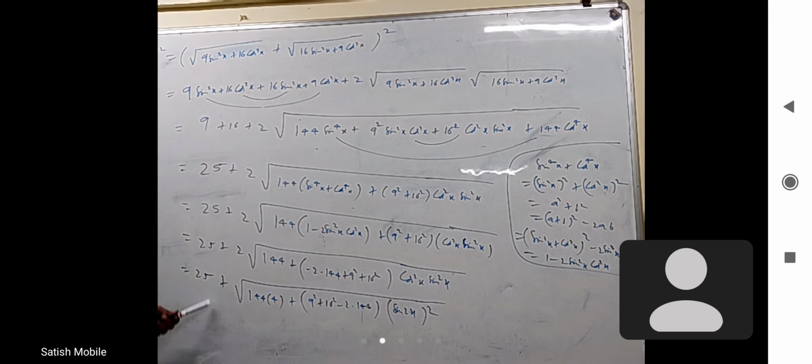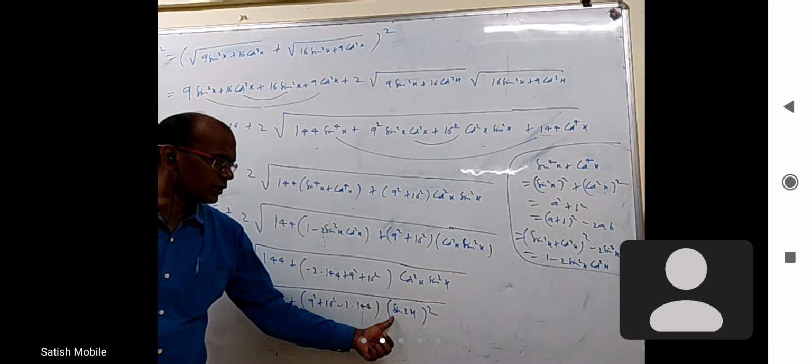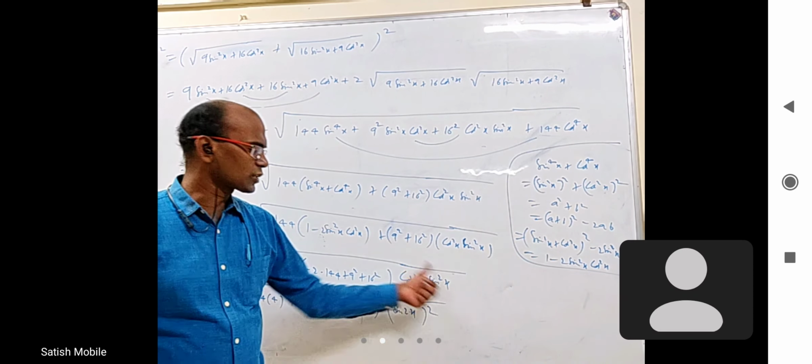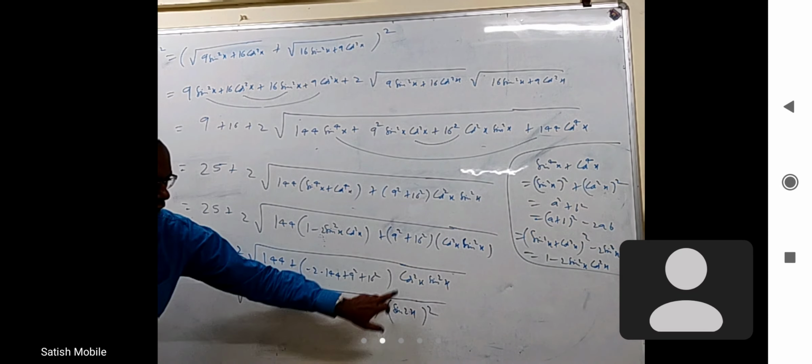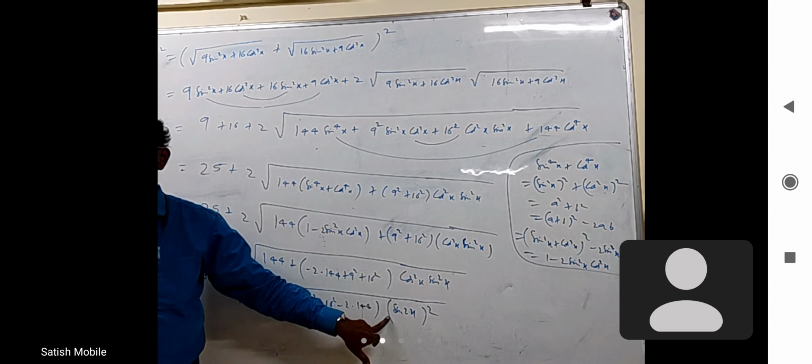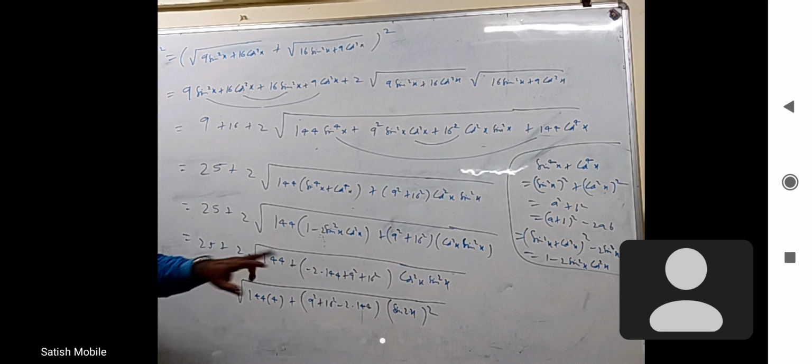From here to here, what happened? I took this 2 inside. If you take 2 inside the root, it will become 4, right? That's why I got this 4. And that 2 went here, 2 sin x cos x whole square. That's why I got sin 2x whole square from here to here. From here to here, I need one extra 2 square, right? That 2 square I got by taking this 2 inside.